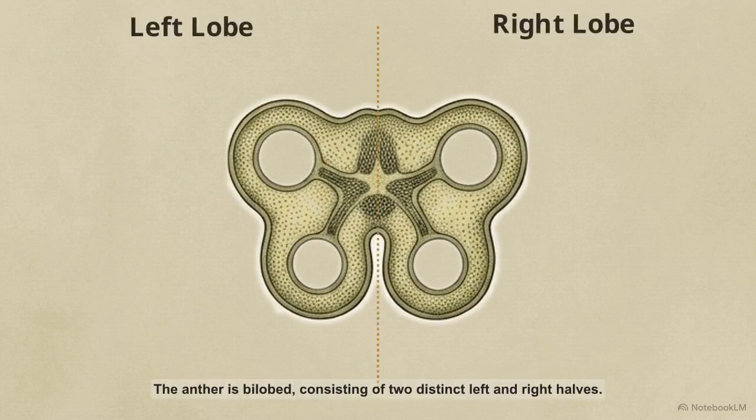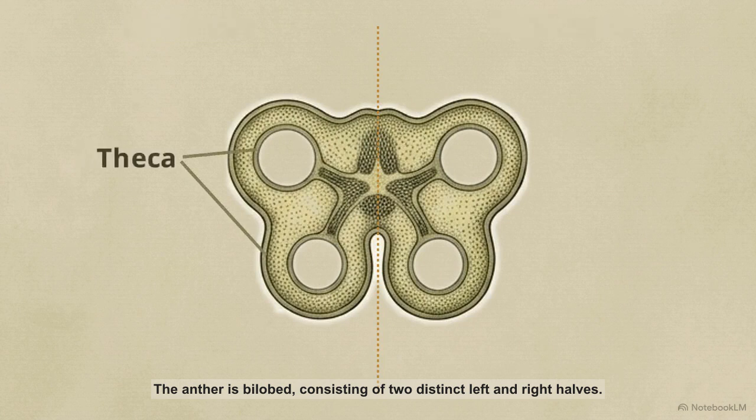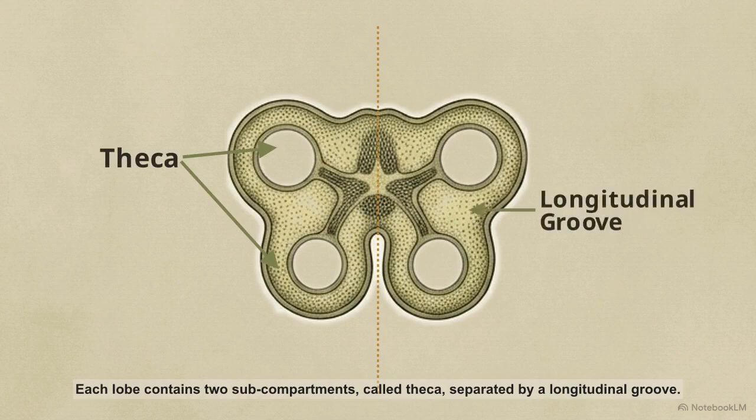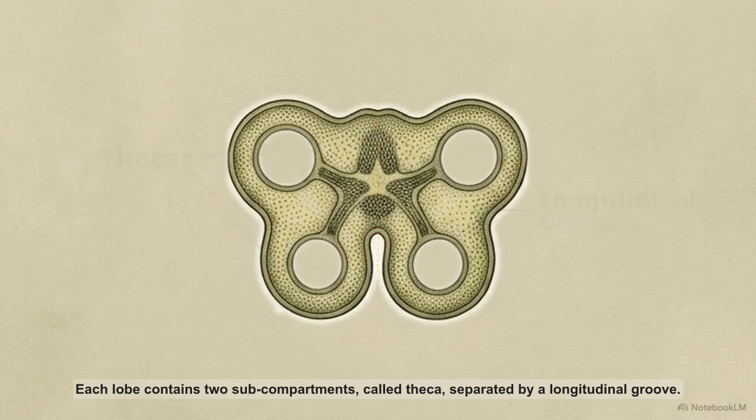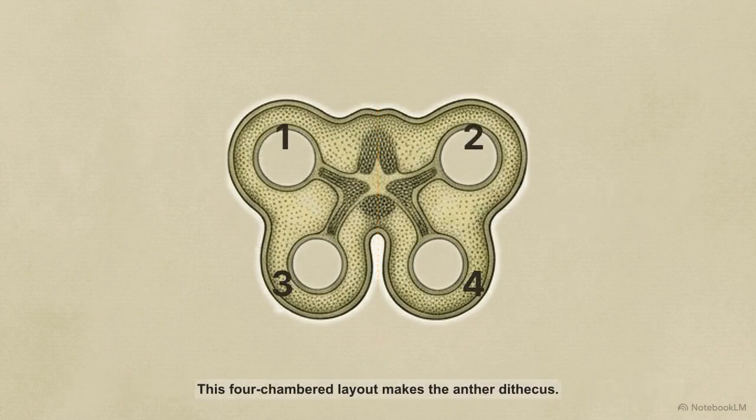The anther is bilobed, consisting of two distinct left and right halves. Each lobe contains two subcompartments called theca, separated by a longitudinal groove. This four-chambered layout makes the anther dithecous.